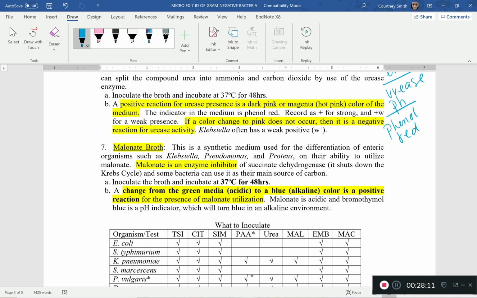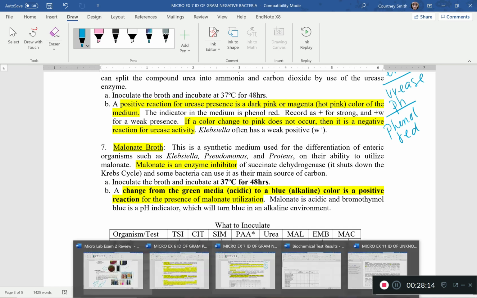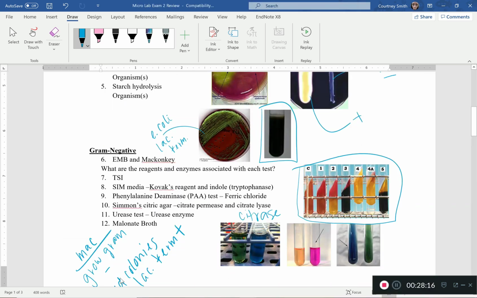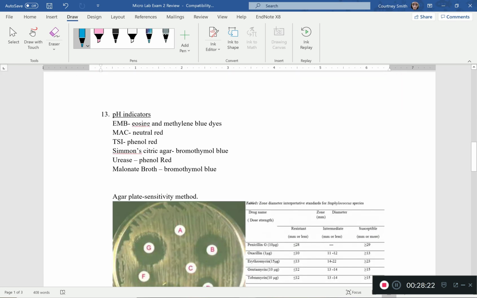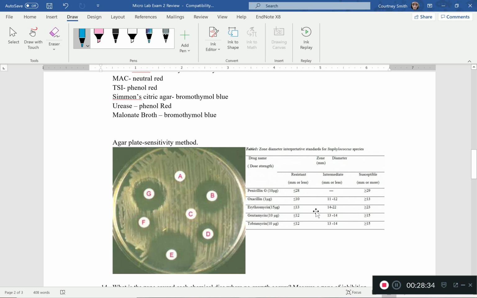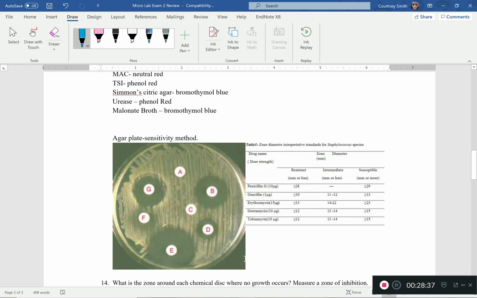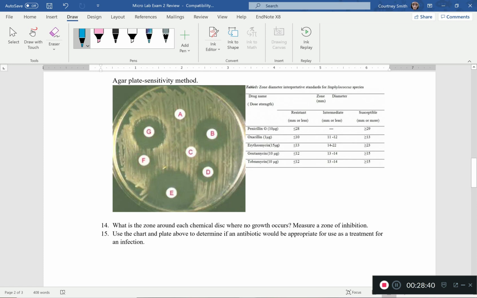Okie dokie. So I believe that will wrap up all of our media types. Also remember, keep in mind the positive ones. Also, I have all the pH indicators listed right here for them, just for y'all to know. So EMB uses the following, and so on and so forth. Okay, I already went over the zone of inhibition problem, so I'm not going to go over one, but I am going to write down that this ring that you see right here, sorry, that's a terrible circle, is a zone of inhibition, definitely know that.